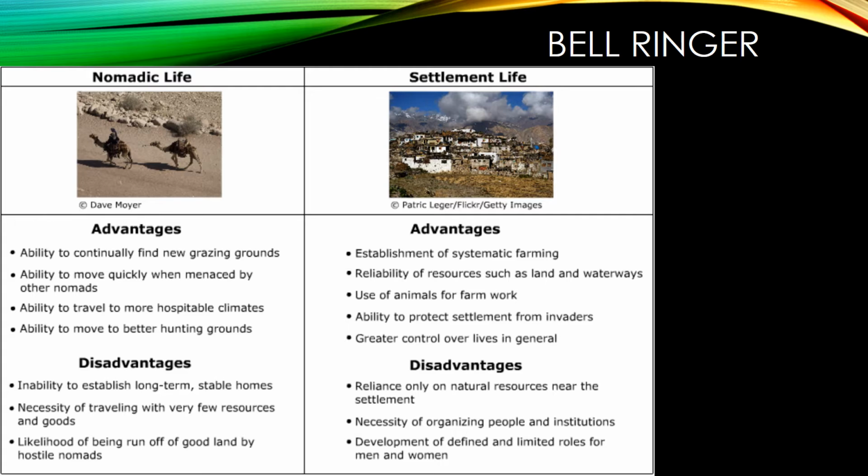Disadvantages of settlement life. There was a reliance only on natural resources near the settlement. If there was something else that you needed or wanted that was a natural resource, be it wood, some sort of fruit or vegetable, you had to deal with what you had in your area. But then trade becomes big as we see surpluses in goods, and we'll get to that later on.